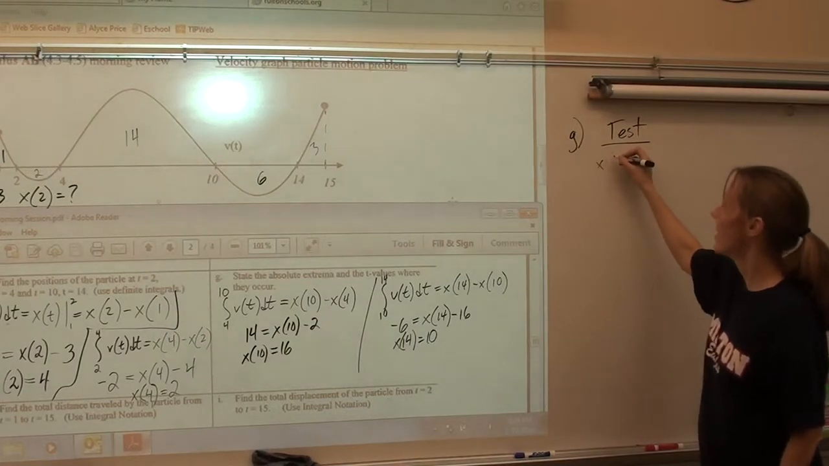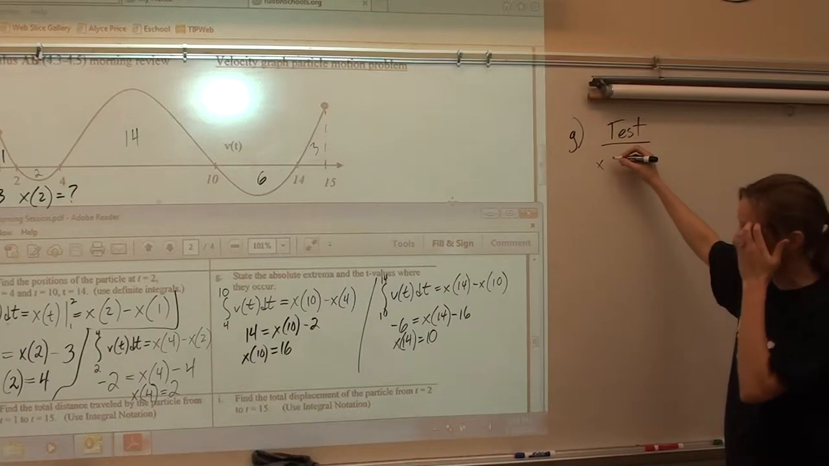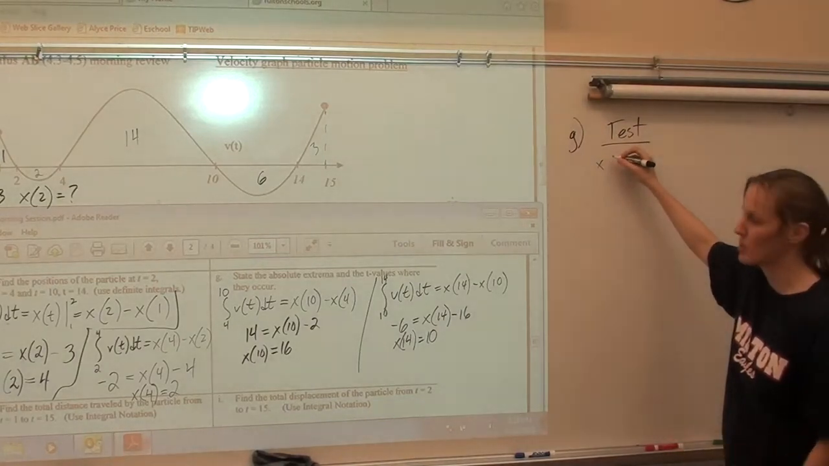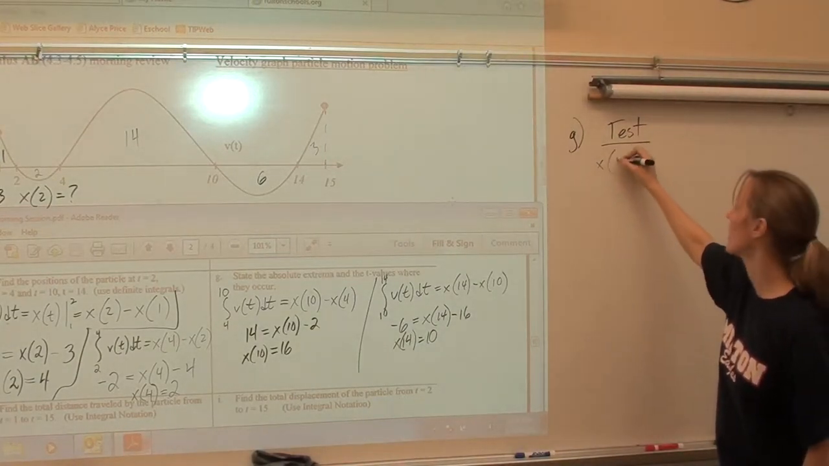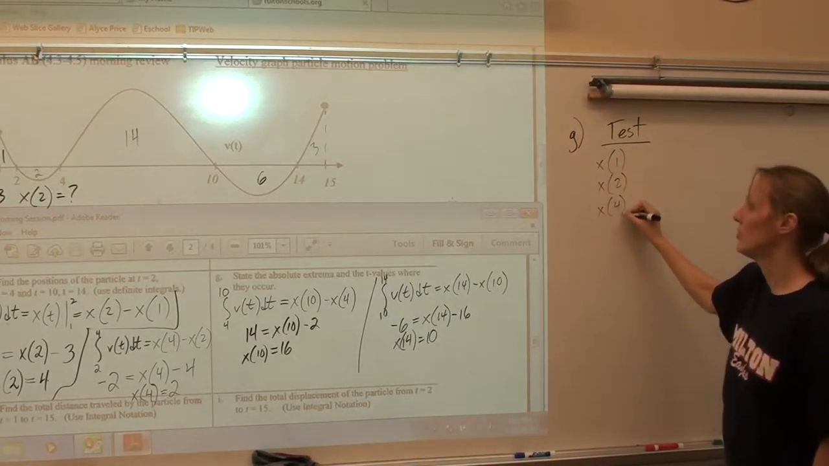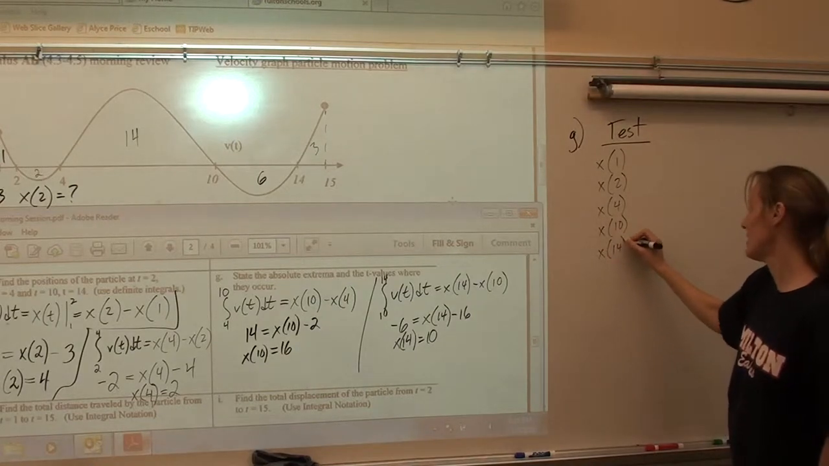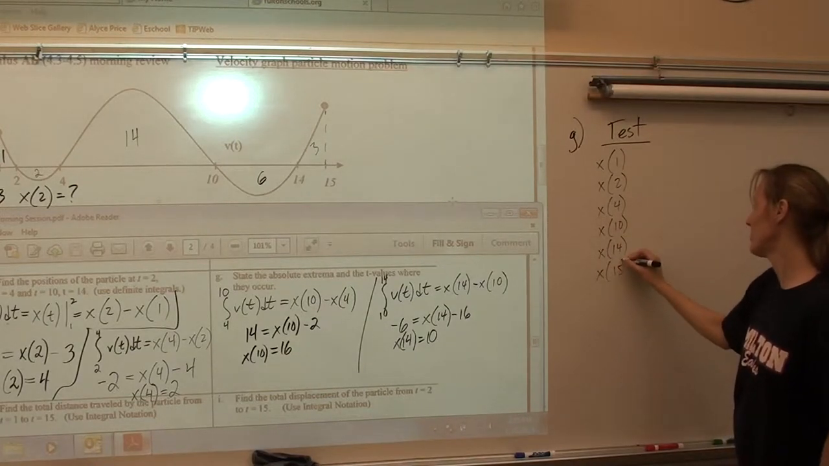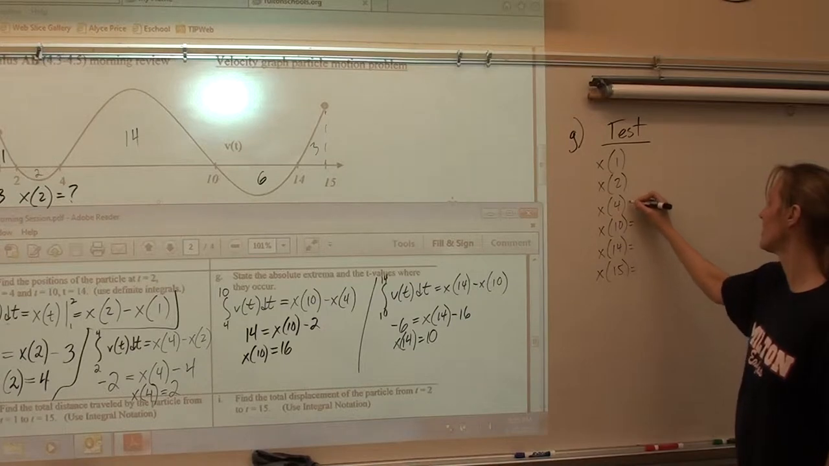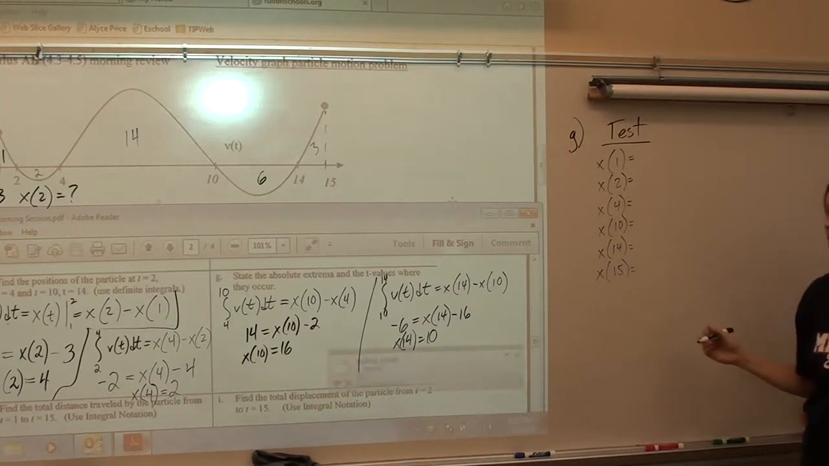And that's where we do that test. So here, our absolute extrema, and they didn't specify, but I think we're talking about the position, absolute extrema position. So we're talking x of 1, 2, 4, 10, 14, or 15. We have to test all these x values. Thank goodness we've already found almost all of them, right?